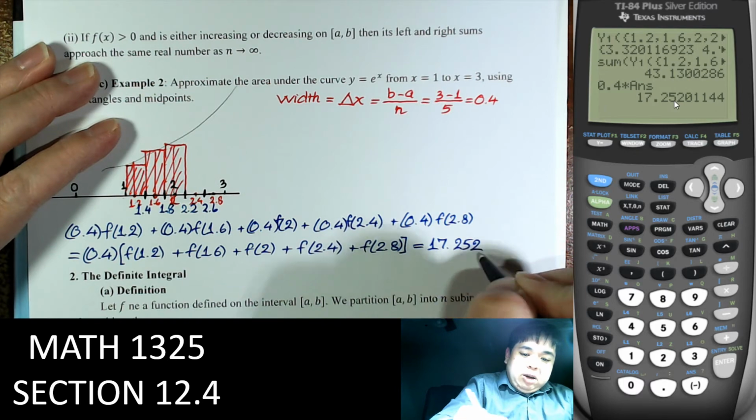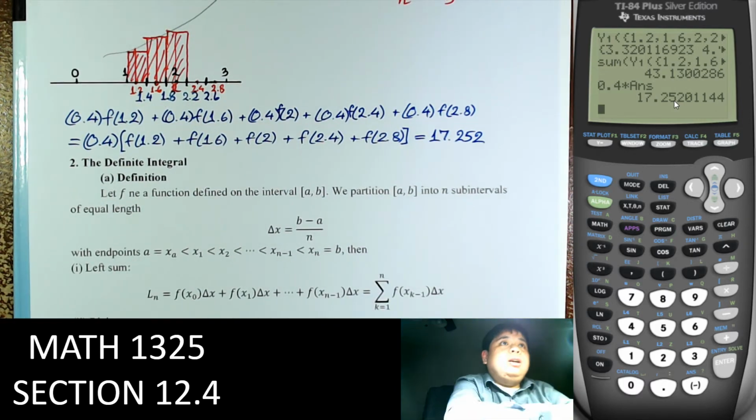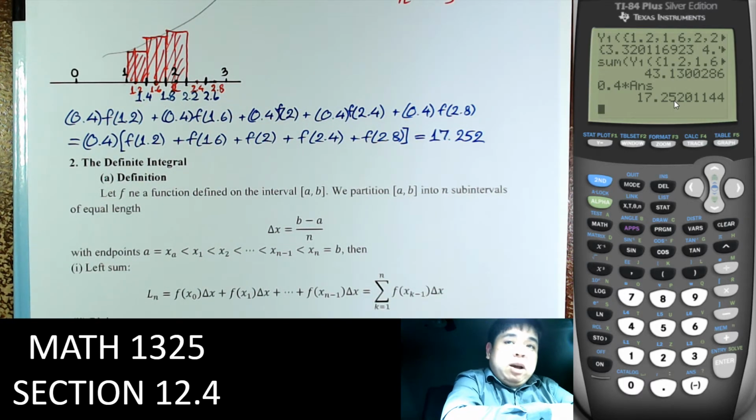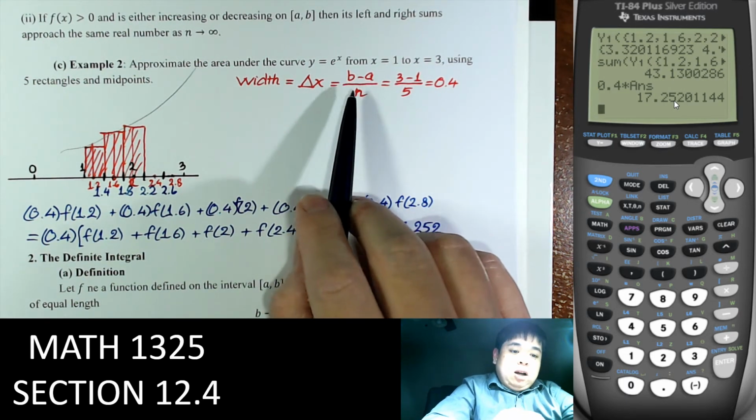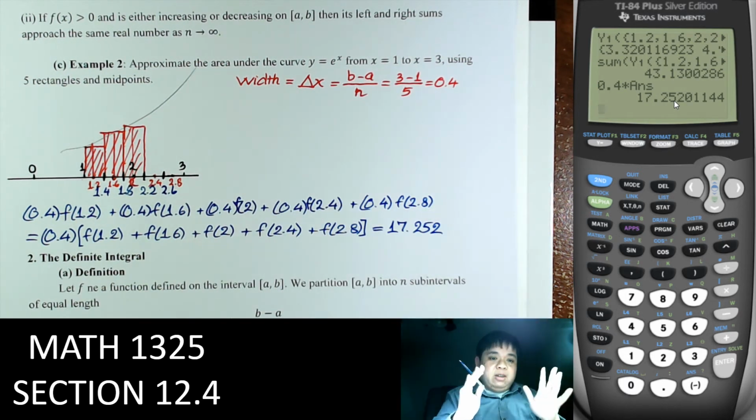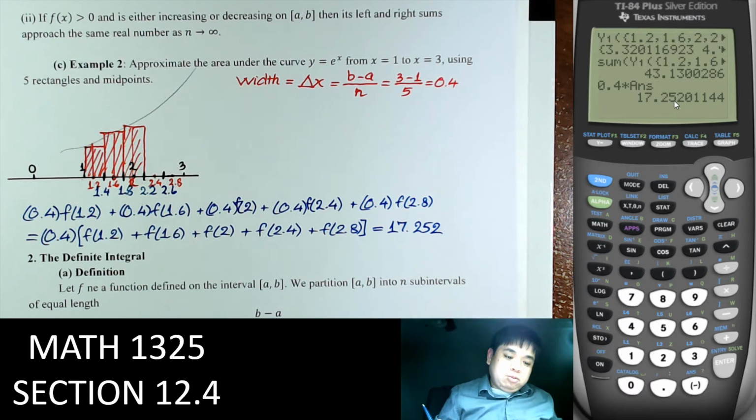If we just estimate, that's what we have. So to estimate the area under the curve, we use the left endpoint, right endpoint, and of course the midpoint as well. The width is the difference of the endpoints, the length of the interval, divided by the number of rectangles. That's what we have.